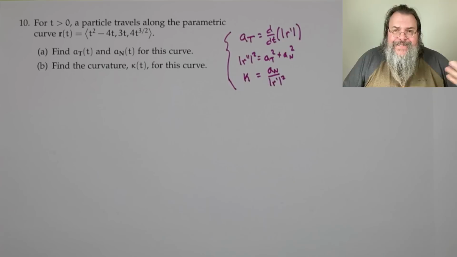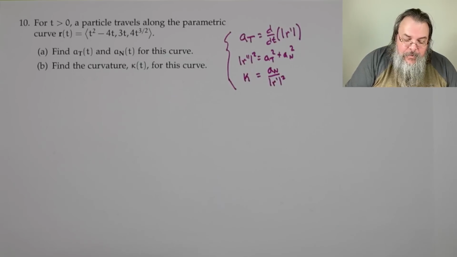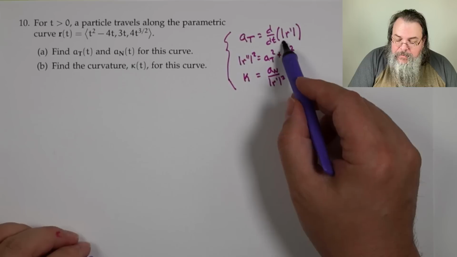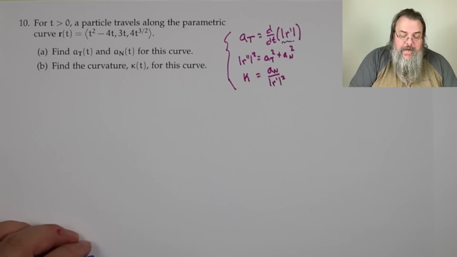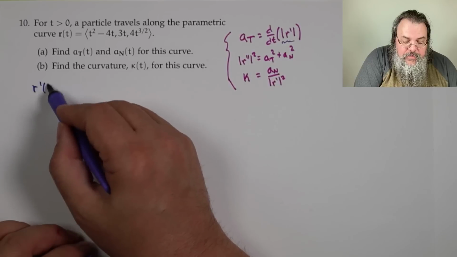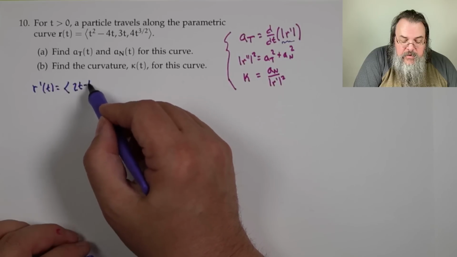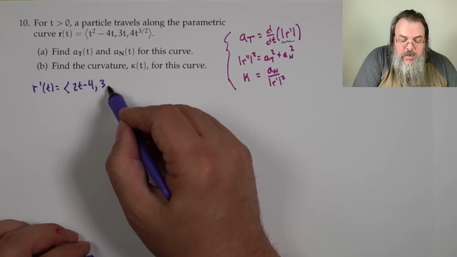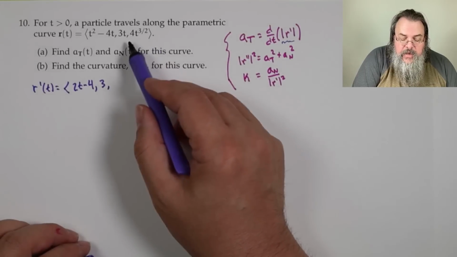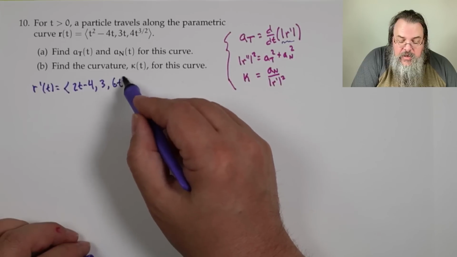Now, it's not just applying the formulas. There's some extra computation that has to come into play, but let's do that. So we start, really, step 1 is heading towards that magnitude of r prime. So we have that r prime of t is 2t minus 4, 3. All right, here, bring down the 3 halves. 4 times 3 halves will be 6, t to the 1 half.